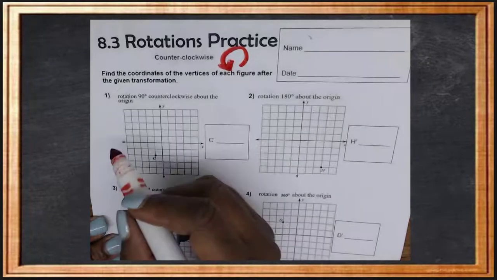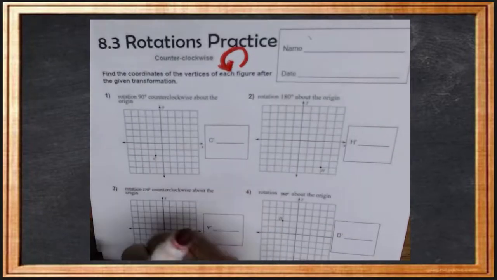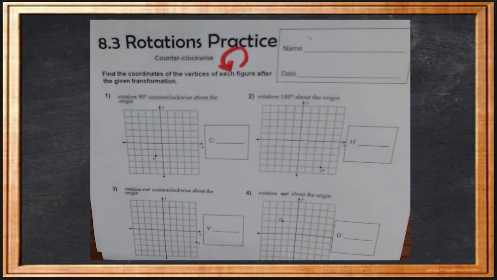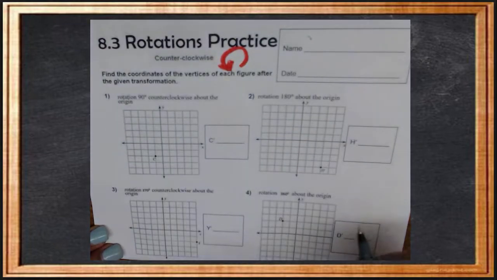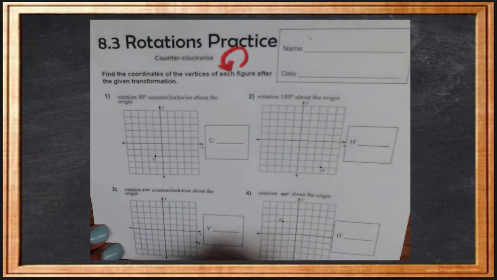All right, so the directions read, find the coordinates of the vertices of each figure after the given transformation. Number one, we have a rotation that's 90 degrees counterclockwise about the origin. So counterclockwise rotations. If we take a look at the notes, let's follow the 4 steps that were given from the presentation.